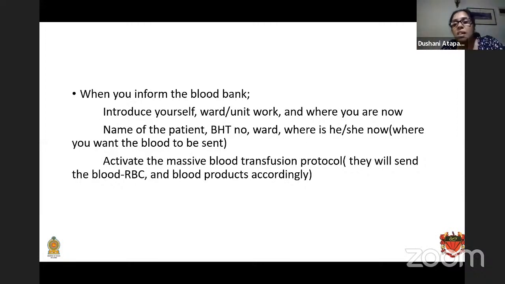And then tell them to activate the massive blood transfusion protocol. So they will do the needful. So you tell them to activate the massive blood transfusion protocol. So every base hospital and above has a blood bank. All the blood banks have a massive blood transfusion protocol, and there are boxes. Okay, this is the box that we are going to issue in a massive blood transfusion.